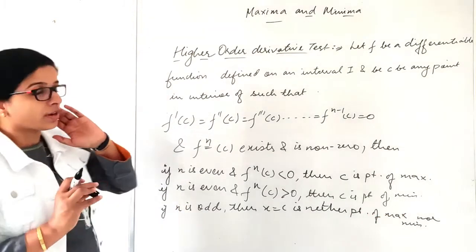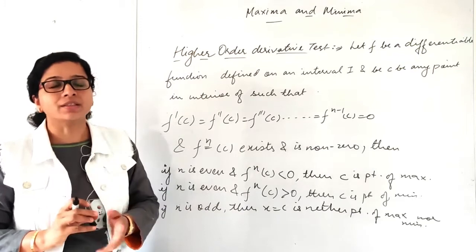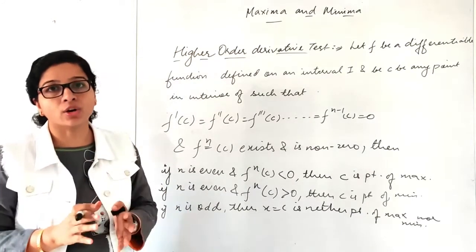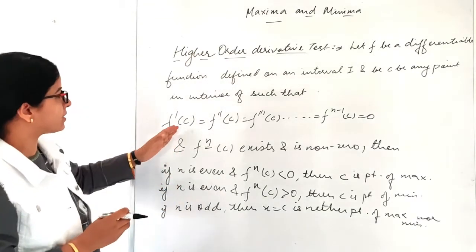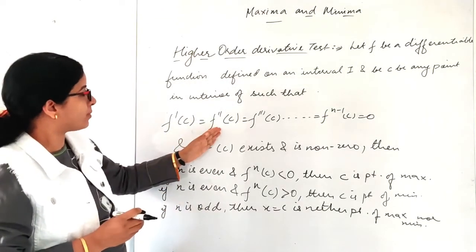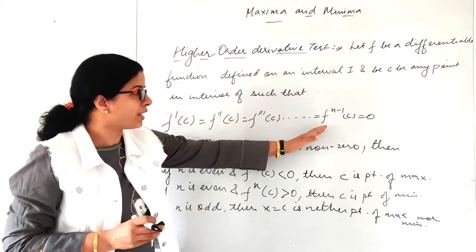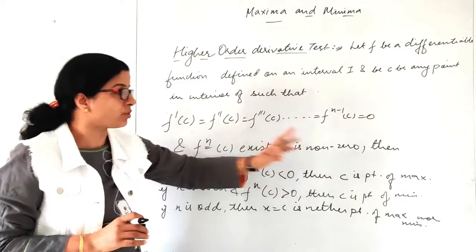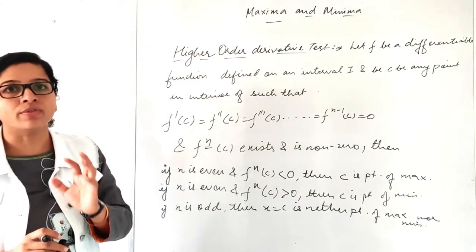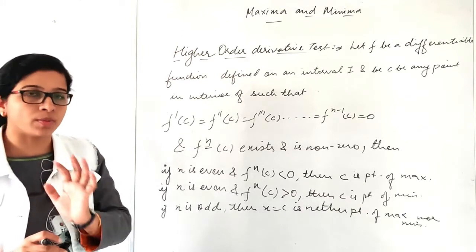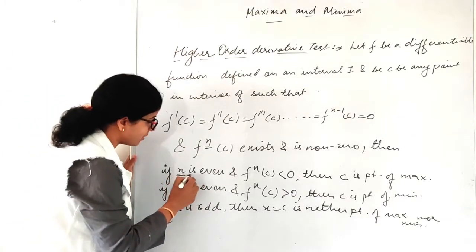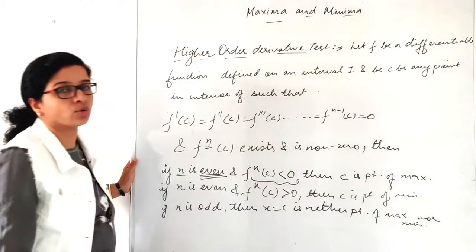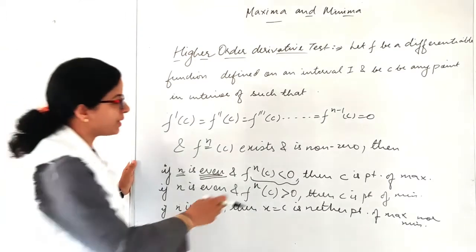Is that clear? So what the higher order derivative test says is that we should have a differentiable function on an interval, and let c be any point in the interior of that interval, and the derivatives f dash c, f double dash c, f triple dash c, up to f^(n-1)(c) are equal to 0. f^n(c) exists and is non-zero. In that case, how will you find out whether x is equal to c is a point of maxima or minima? You have to check this part. n is even and f^n(c) should be less than 0, means the nth derivative of the function should be less than 0.